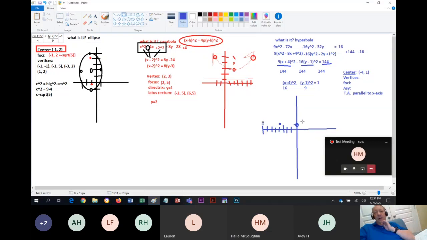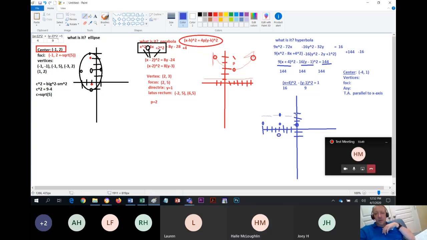Okay, so that's your transverse axis, and now your, I don't want to call it, it doesn't really have a name, but we'll call it the minor axis. We're going to go up and down how many? 3. Up and down 3, 1, 2, 3. So now I can draw my little things here and here. Now I can draw my box.